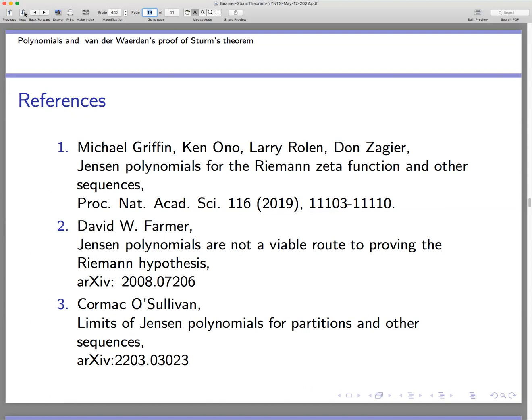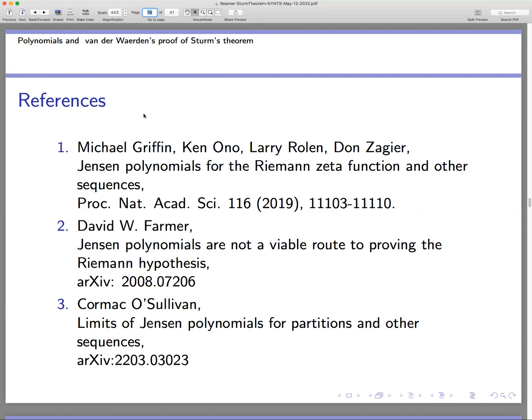Someone who was logged on to one of these talks a couple of weeks ago was chatting with me afterwards, and he said, I know you're interested in polynomials now because you want to solve the Riemann hypothesis. And I said, absolutely not. I had no interest. My gut is that this is not the secret to proving the Riemann hypothesis or disproving it, but I was just interested in polynomials.